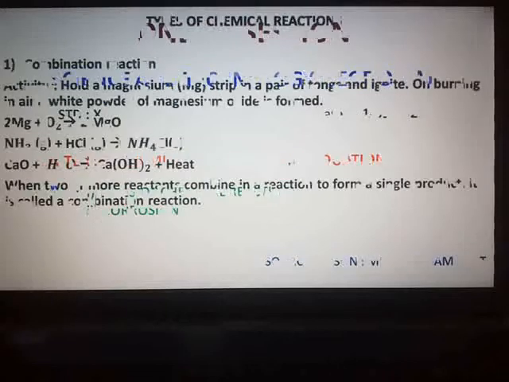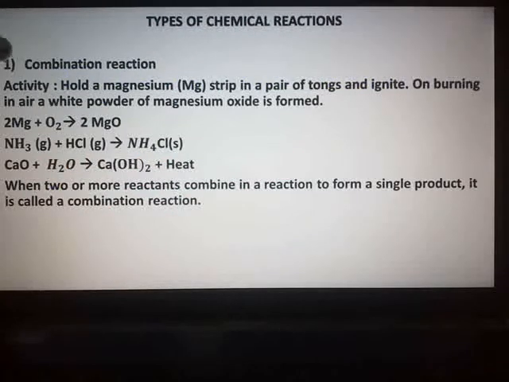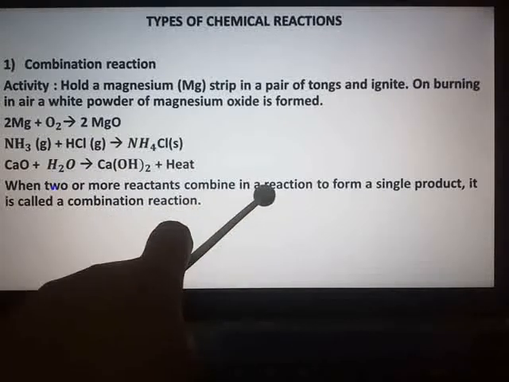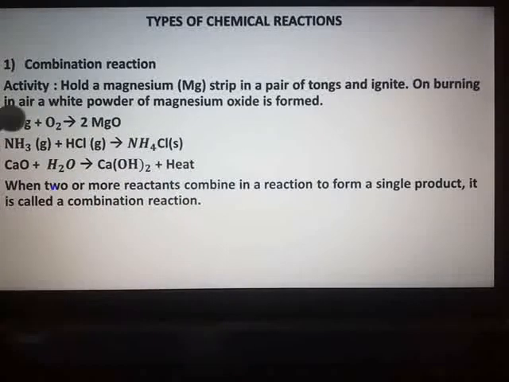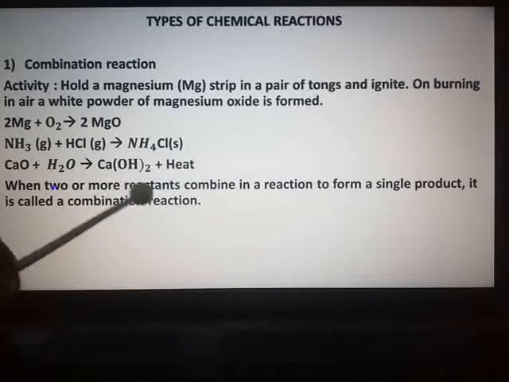So the first type which we studied yesterday was combination reaction. Combination. I have told you that the meaning is hidden in the name of the reaction itself. Combination: when two or more reactants combine in a reaction to form a single product, it is called a combination reaction. Different reactions we have seen under that.